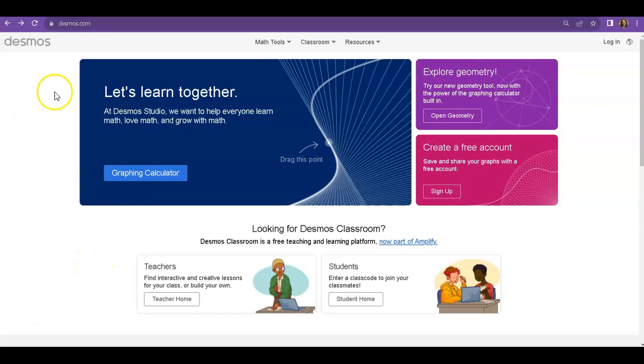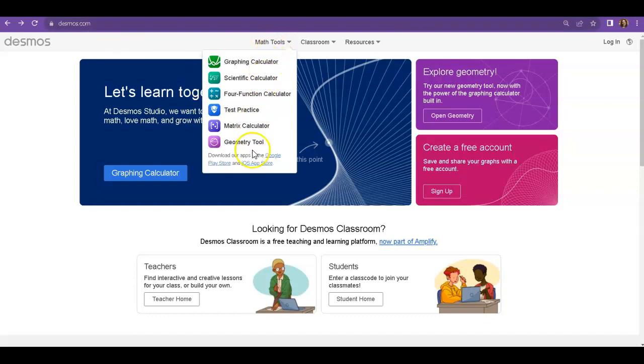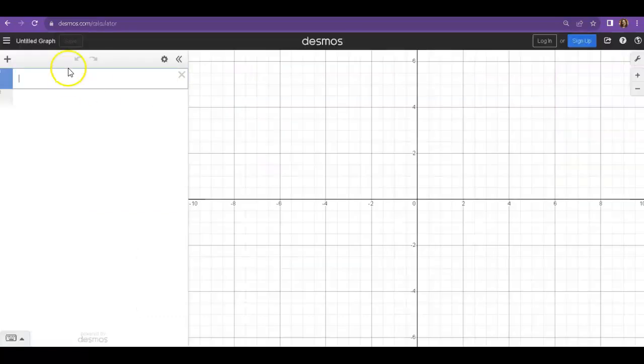This technology for the classroom can be found at desmos.com. Underneath Math Tools, you'll see several things available. The graphing calculator is what I'm going to show you today. You click on that, you get the Cartesian coordinate system. You can enter points to plot and equations for lines and other conics.